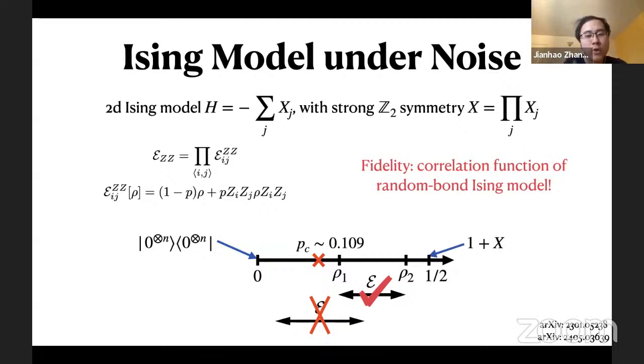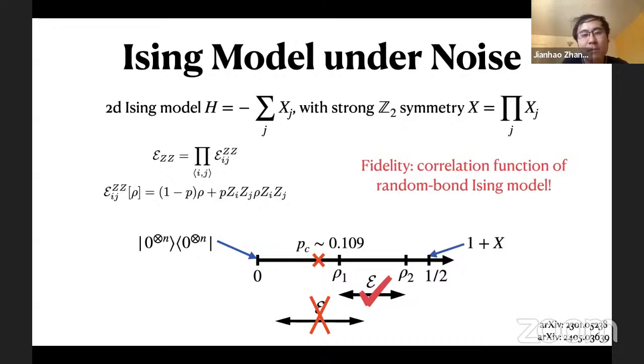And we can show that for p equals 0, we start from a product state. And for p equals 1/2, the final state is exactly the 1 plus X. Furthermore, we find a transition between these two different states. One is a symmetric state, one is a strong-to-weak SSB. And the pc is approximately 0.109, and that is the phase transition.